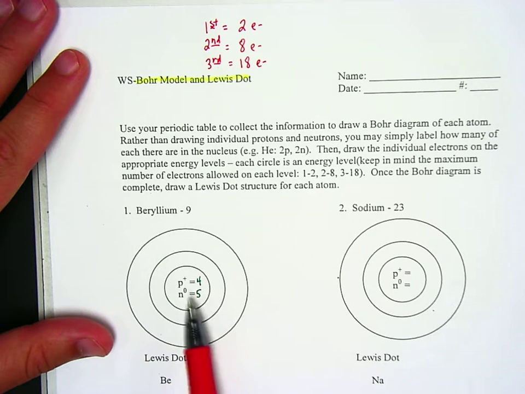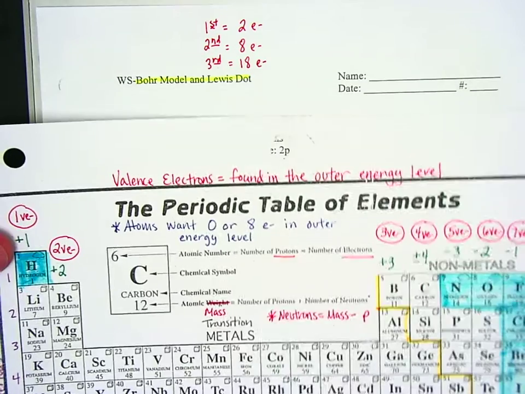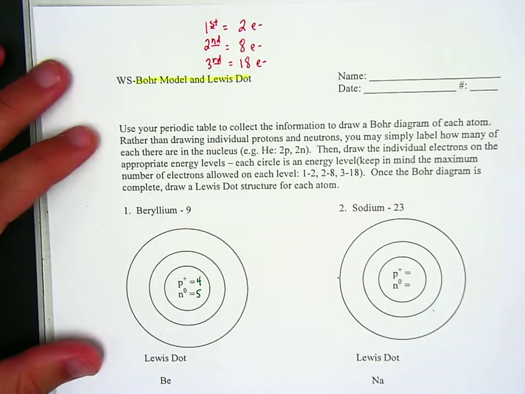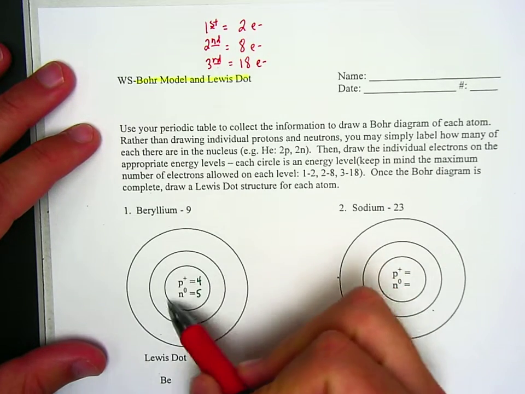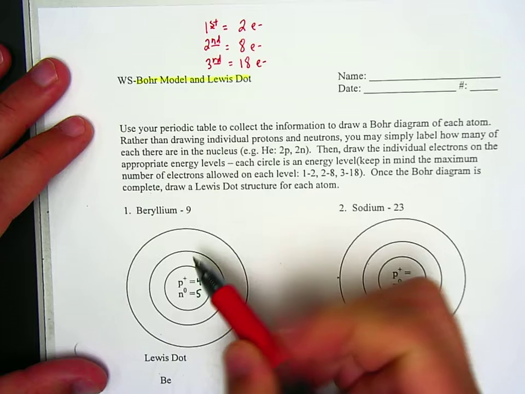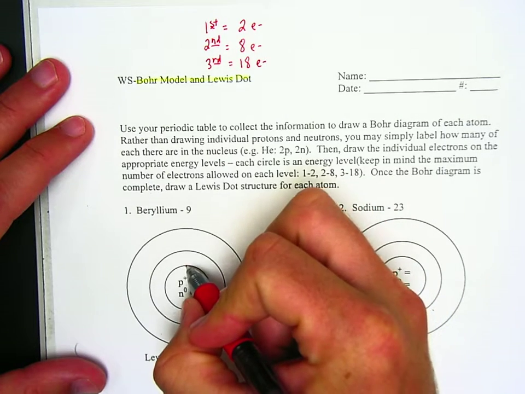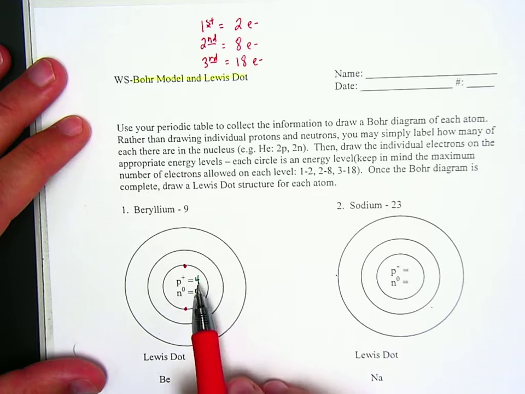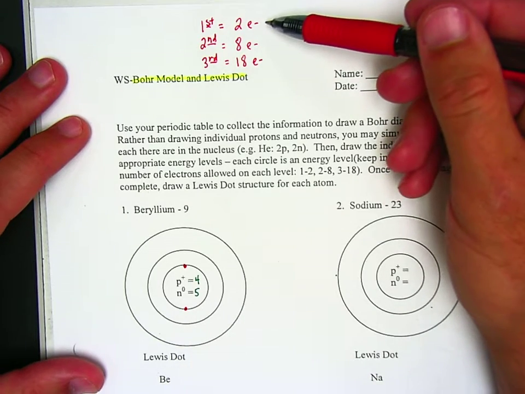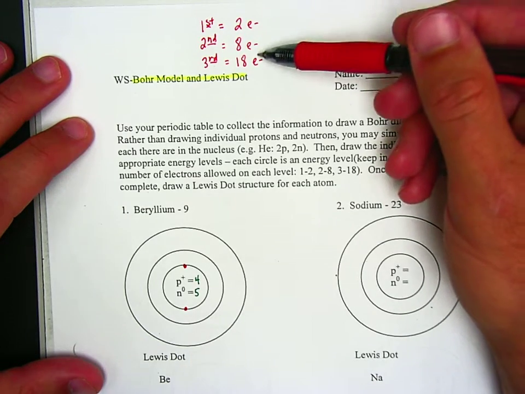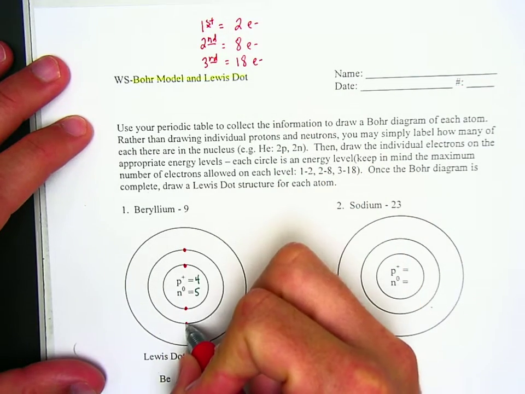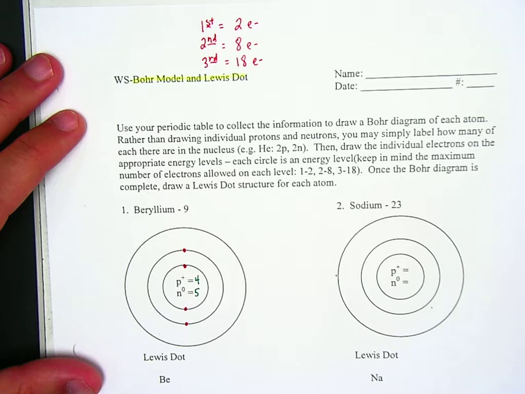Since we have to place 4 electrons, the number of electrons is equal to the number of protons. So this will be our very first orbital or energy level. We're going to place 2 electrons. 1, 2. Now we need a total of 4. So the first level can only hold 2. Now we move up to the second level and place 2 more. 1 and 2. So now we have our total of 4 electrons.